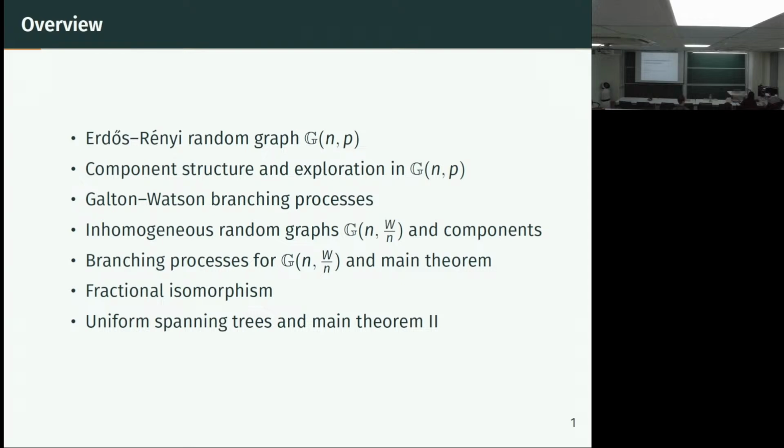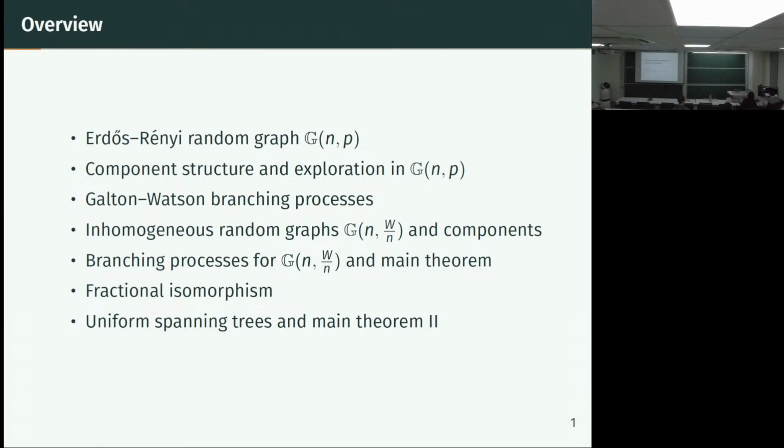Moving on from that, I will talk separately about a different model of random graphs, which were introduced by Bollobás, Janson and Riordan almost 20 years ago now, which are parameterized by something called a graphon, W, which is a type of dense graph limit.